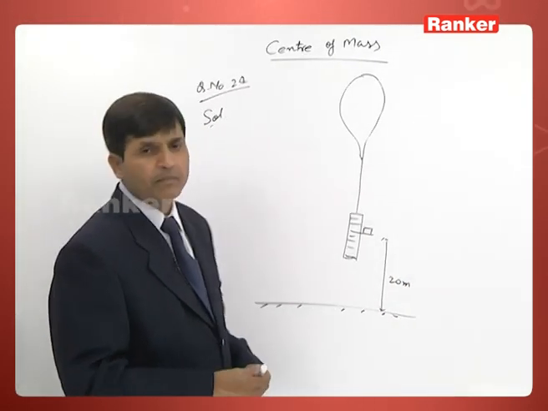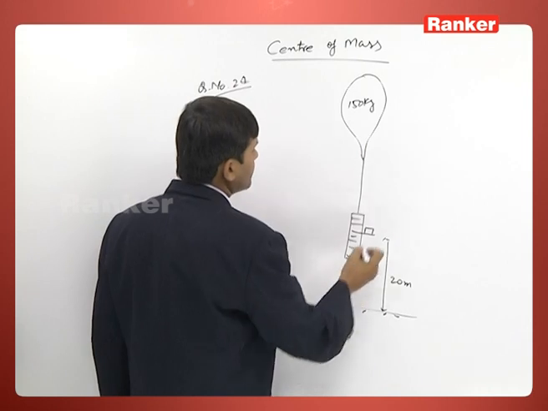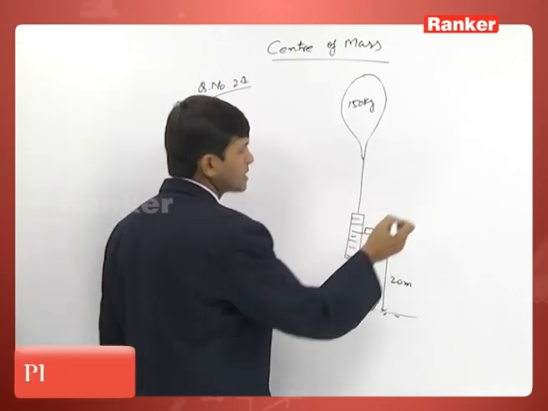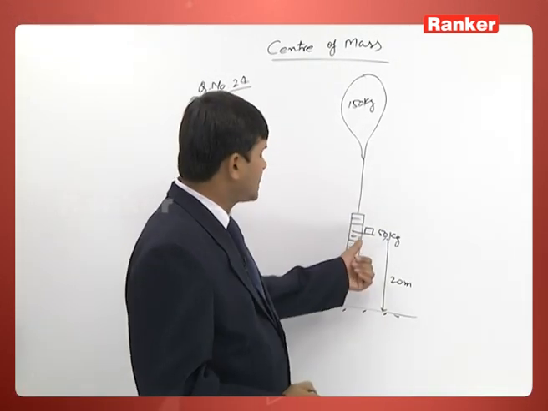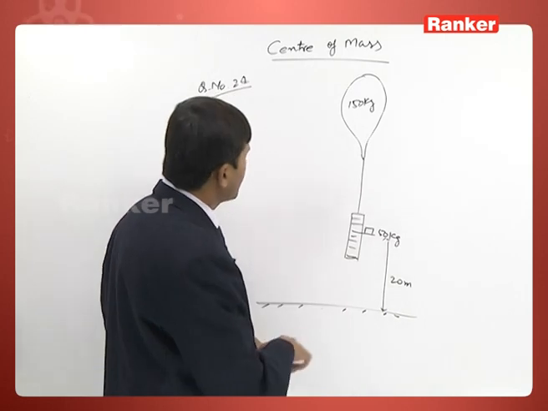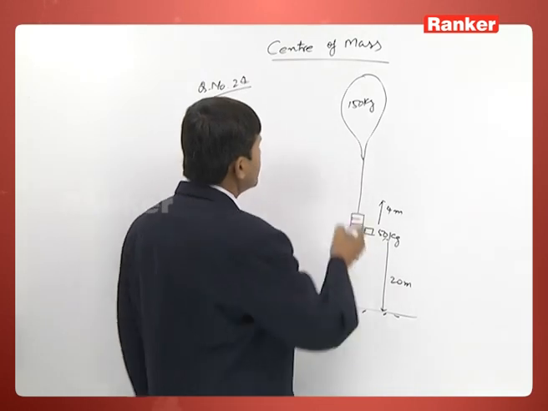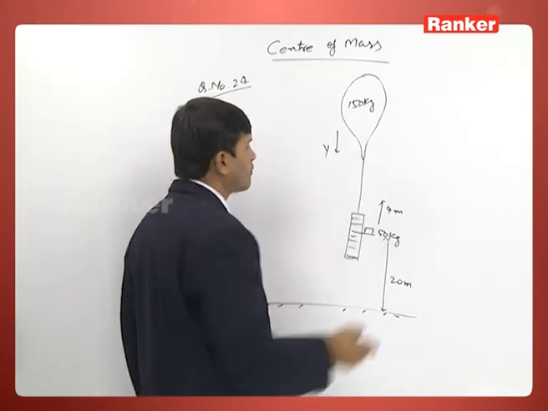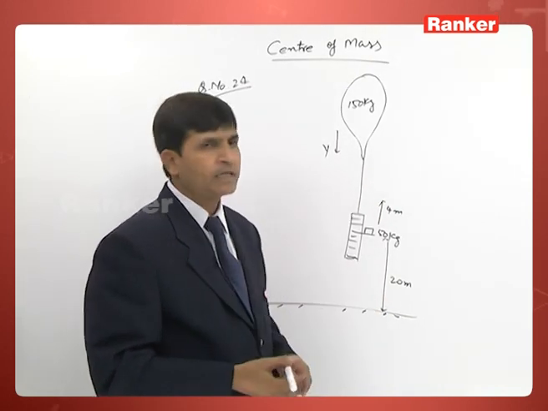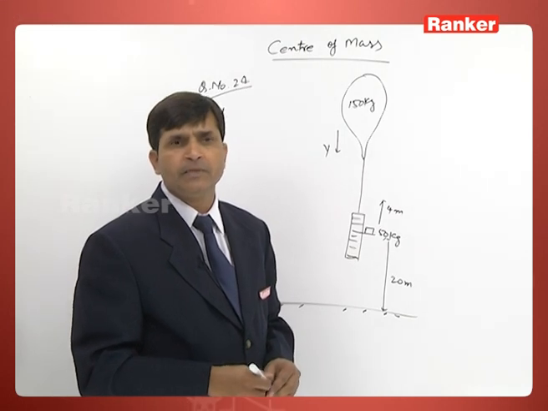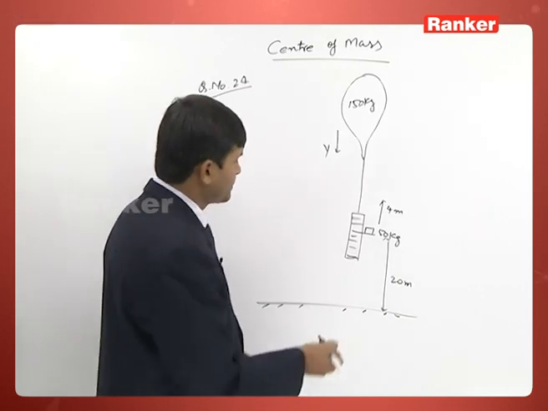Now the mass of the balloon is given 150 kg while the mass of the person is given 50 kg. Now the person climbs 4 meters on the ladder. So when the person is moving 4 meters on the ladder, the balloon comes down a distance y. Since the system is in equilibrium, no external force is there, the center of mass of the system will remain the same. So, change in the position of the system.